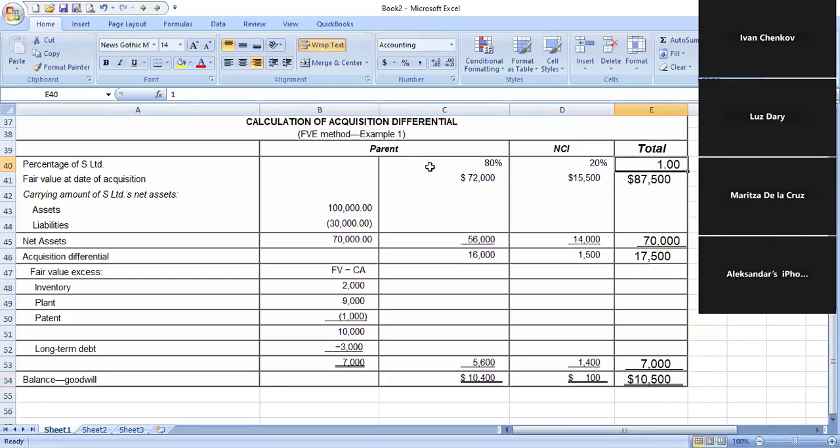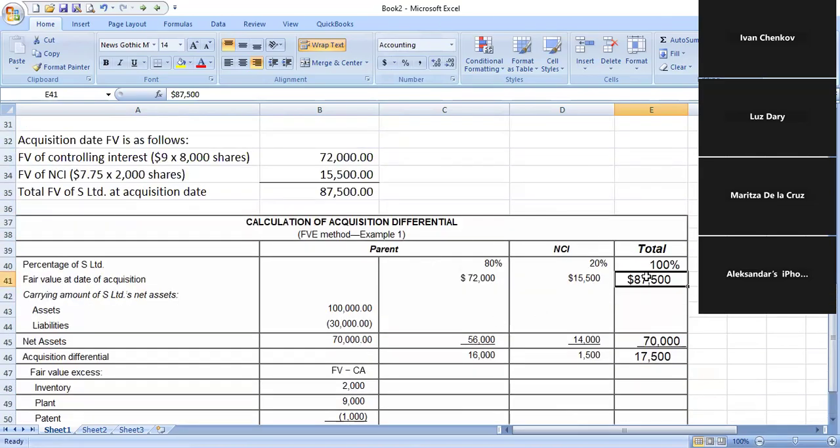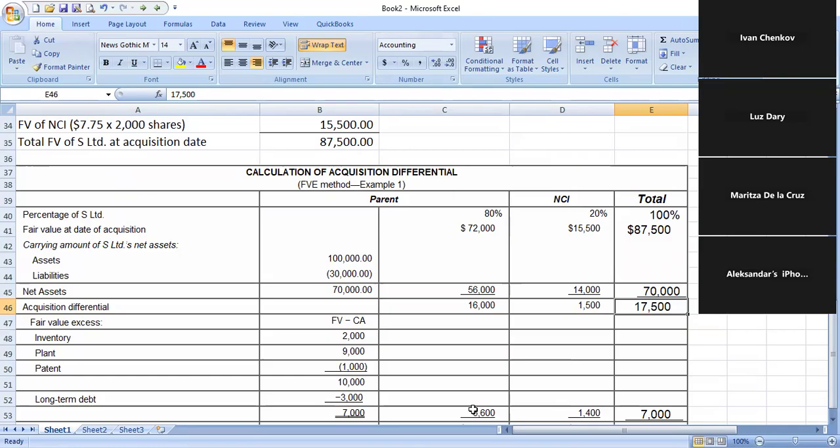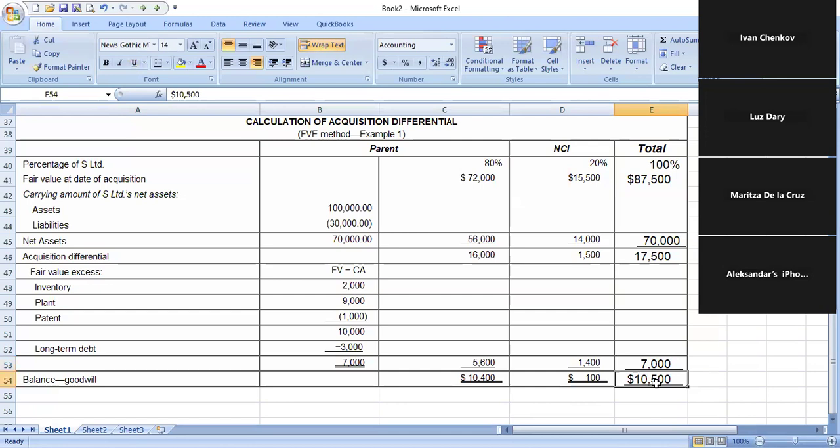So if we have to do this based on the 100%, fair value of the acquisition was 87. Correct? Book value of the assets are 70,000. That gives us differential 17,500. We are allocating 7,000. So the goodwill tends to be 10,500. Now, how is this goodwill going to be allocated? 10,400 will be allocated to the parent, and 100 is going to be allocated to the non-controlling interest.